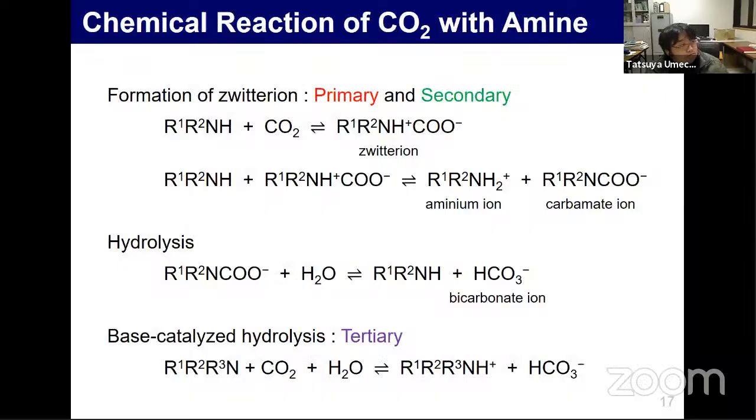In chemical absorption with aqueous amine solution, amine molecule. Can you see my presentation file? Yes. Okay. Chemical reaction of carbon dioxide with aqueous amine solution, the efficiency is, the mole fraction is 1:1.